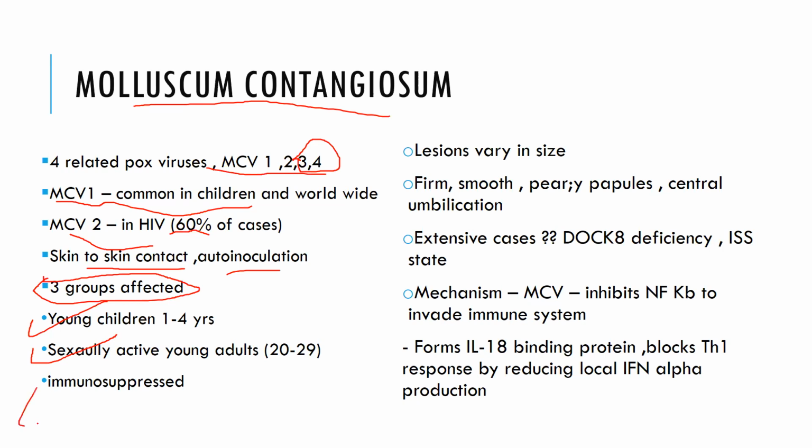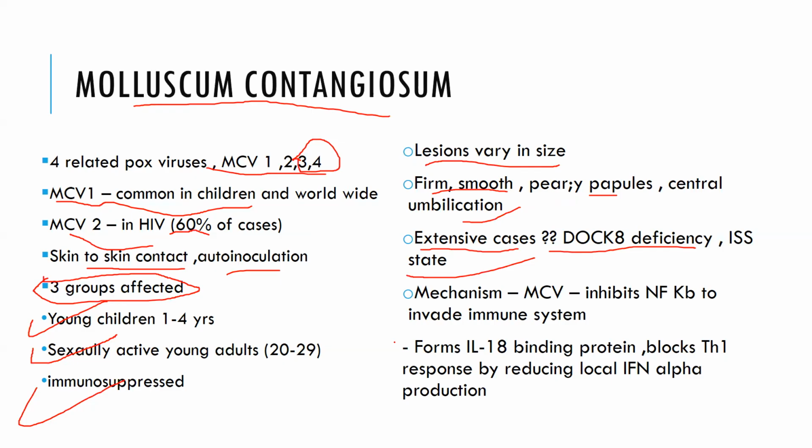And then the last group is the immune suppressed, especially those living with HIV, on chronic suppression, chemotherapy. They can also present with molluscum contagiosum. So the lesions in this case will vary in size, small ones, big ones, giant ones, but all of them will be firm, smooth, pearly papules with a central umbilication. So when you see someone with extensive molluscum contagiosum, you need to check whether they have DOCK8 deficiency or any immune suppressive state.